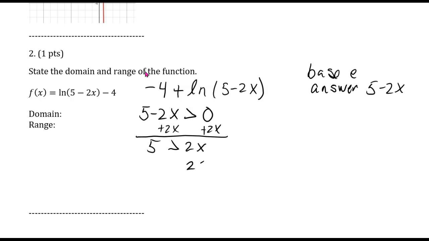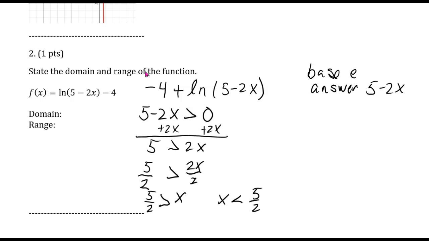Then I'll divide both sides by a positive 2, and because I'm dividing by a positive 2, I don't turn the symbol around. This tells me that 5 halves is greater than x, which is the same thing as saying that x is smaller than 5 halves. Notice that the narrow end of the symbol points towards the x in both cases.